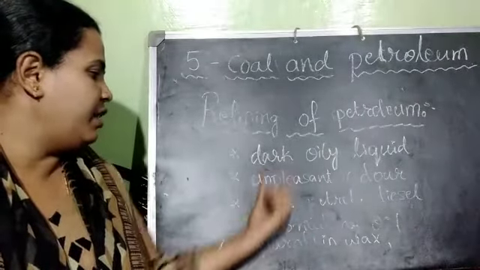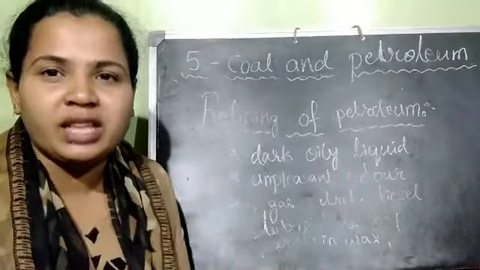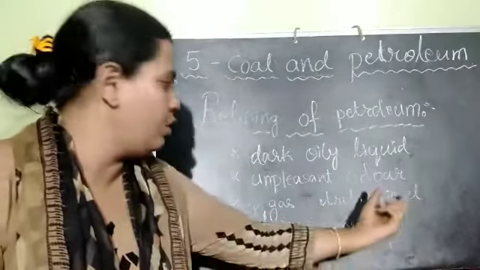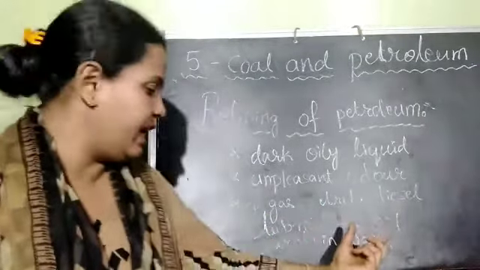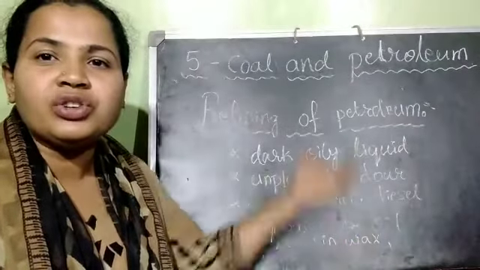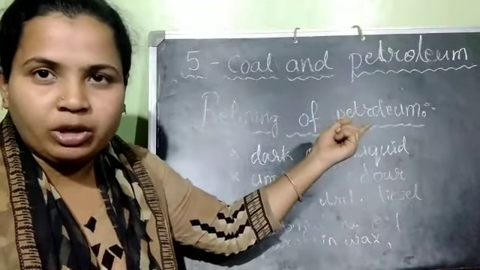And this petroleum is a mixture of so many things. Those are petroleum gas, petrol, diesel, lubricating oil and paraffin waxes. These are the constituents of the petroleum. Together they form the petroleum.